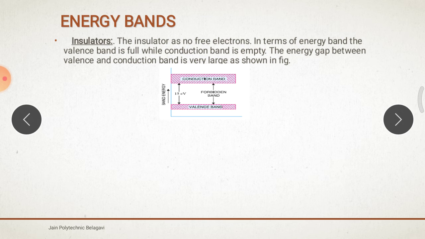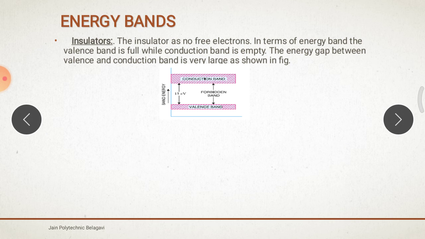To conduct electricity, we need conduction electrons, that is, free electrons. So what is electric current? Flow of electrons in a particular direction is called current. We need those free electrons. The valence electrons must go to the conduction band and become conduction electrons, then only will current start to flow. But here the energy gap is large, so conduction will not take place in the case of insulators. The insulator has no free electrons and the gap is also very, very large.